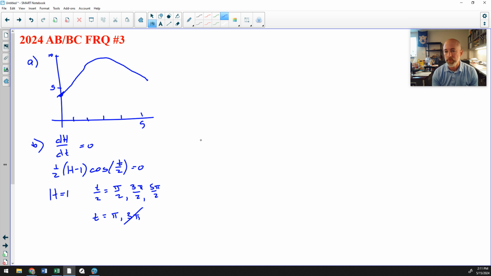All right, so my follow-up to part B, the second derivative. If I can determine whether the second derivative is positive or negative at the critical number, I will know the concavity, which will tell me if we have a max or a min. And so for my second derivative, I'm going to ignore the 1/2. It's 1/2 of dh/dt times the cosine of t over 2, plus, I'll bring the 1/2 through, half of (h minus 1). Okay, this is not going to be as bad as I was thinking.